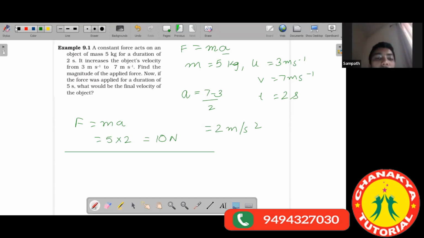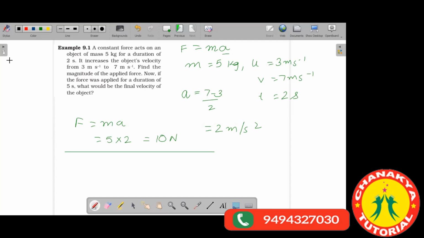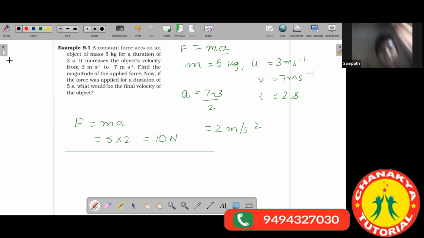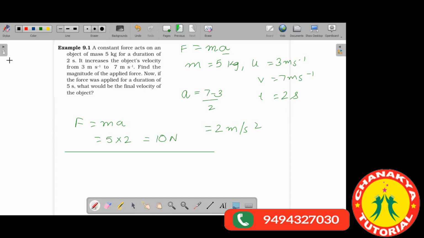What is the initial velocity given here? 3 m/s. And what about the final velocity? 7 m/s. Sir, for finding the final velocity, we will use the first equation of motion, v is equal to u plus at, right? Yes, you will use the first equation of motion.